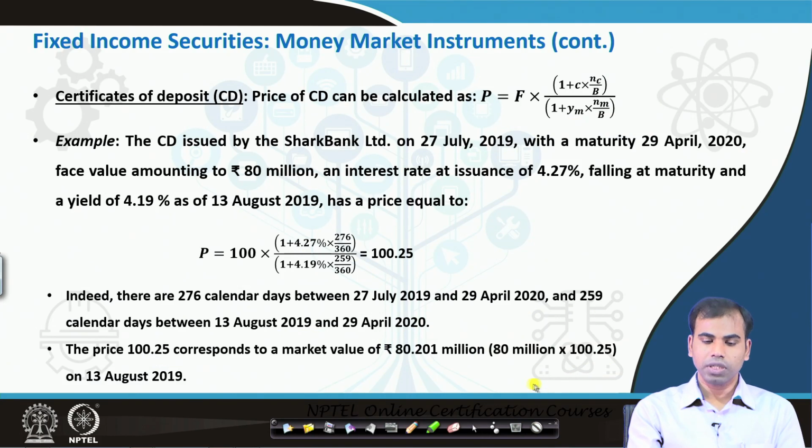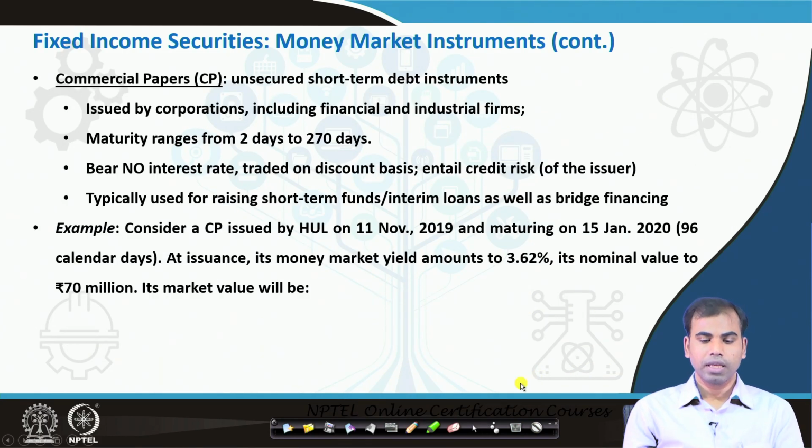Moving our discussion forward, there is another example of commercial paper, which is basically another way to raise money for a short term period. These are also unsecured debt instruments issued for short term. Typically, commercial papers are issued by corporations, including financial and industrial companies. Maturity ranges from 2 days to 270 days, that is less than a year.